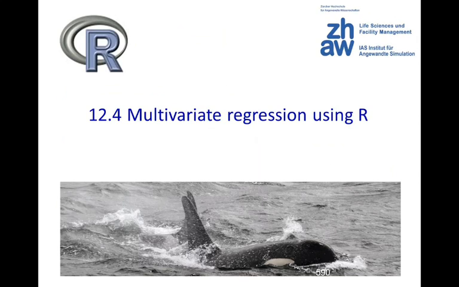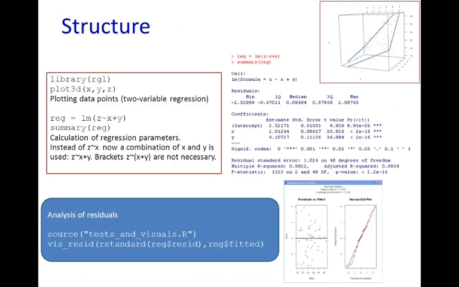Now let's look at how we do this multivariate regression in R. The first is the structure we need to look at. Structure-wise, the two-variable regression is still visualizable with the library RGL. We already know this library. We can use the command plot3d x, y, z, and then the three-dimensional points will be plotted. Be aware this works only for two-variable regression.